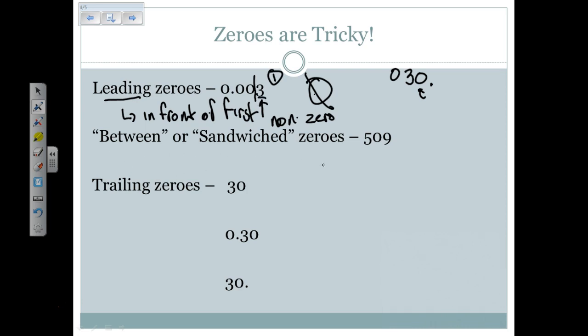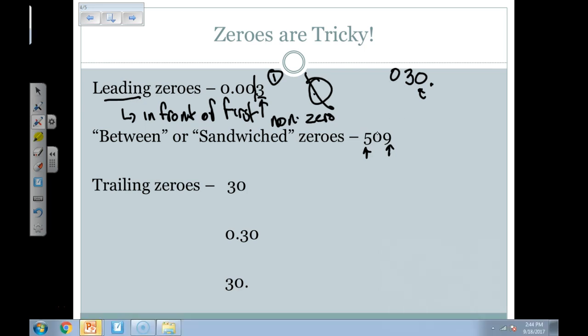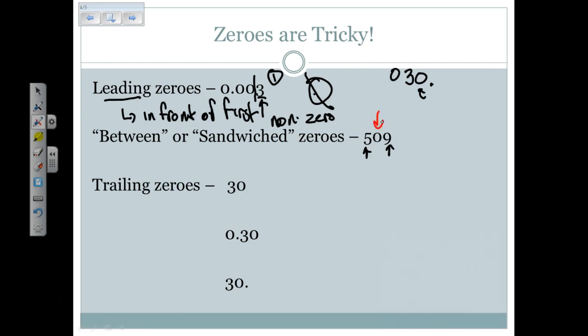And now we can talk about sandwich zeros, or zeros that are in between 2 other non-zero significant figures. So we have 2 non-zero significant figures. So we're looking at this 0 right here that I'm pointing at in red.